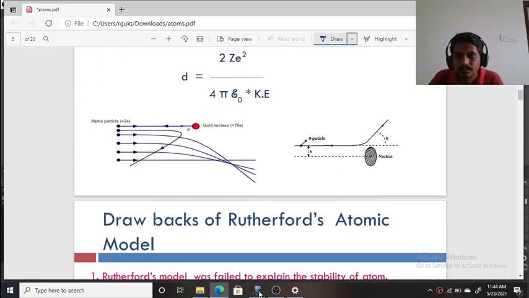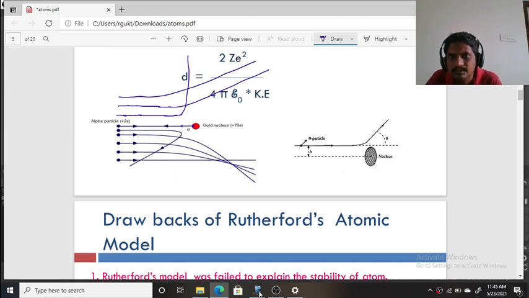When alpha particles go towards the nucleus, those which are very close suffer much deviation, those which are far away suffer less deviation, and those which are very far suffer almost no deviation at all. So these are the experimental observations.